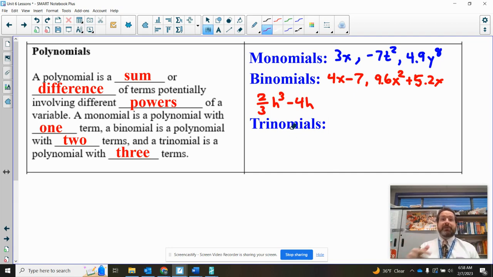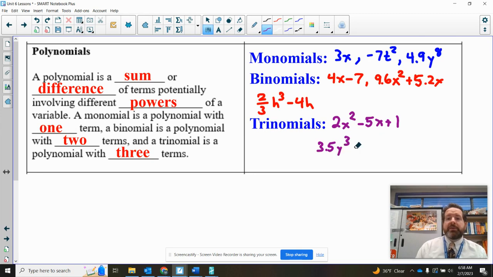Trinomials, like a tricycle or a tripod, have 3 terms. And typically, we're going to see them looking like this. Something like 2x to the second power minus 5x plus 1. That's a trinomial. 3 terms put together with plus and minus signs. You can, again, use decimals or other variables or other powers. So how about another example of 3.5y to the third plus 11y to the second minus 2/5 y. There you go. 3 terms added together makes it a trinomial.